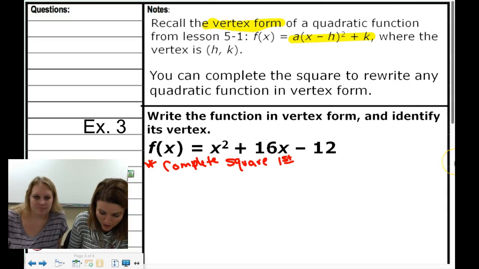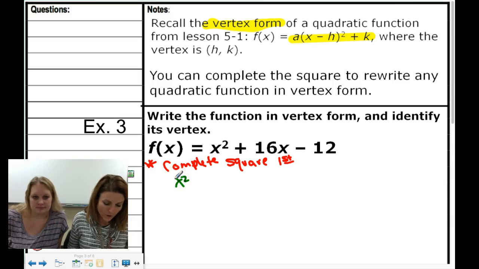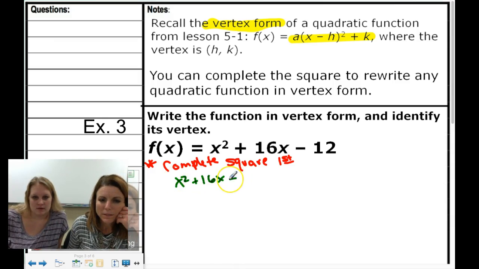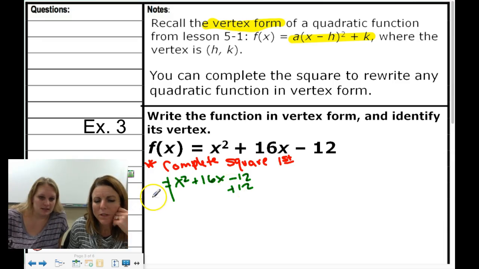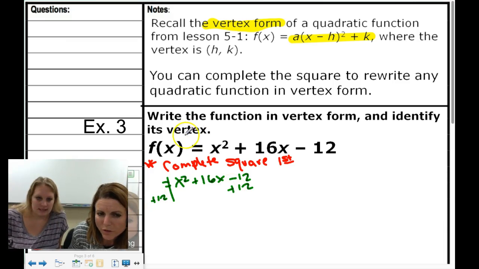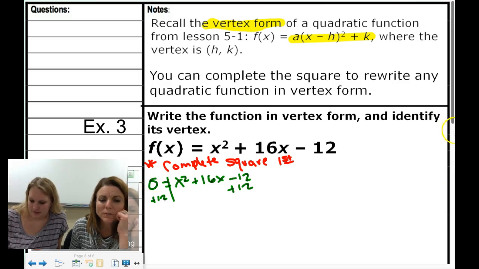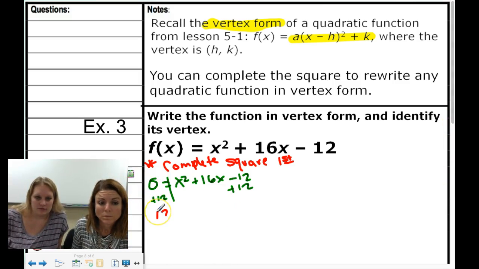So to complete the square, remember, you put the constants on one side and the variables on the other. I'll quickly show it all again. We have to add 12 to both sides, because the whole thing is really set equal to 0. So there should be a 0 up there. There we go. So we have 12 equals x squared plus 16x.